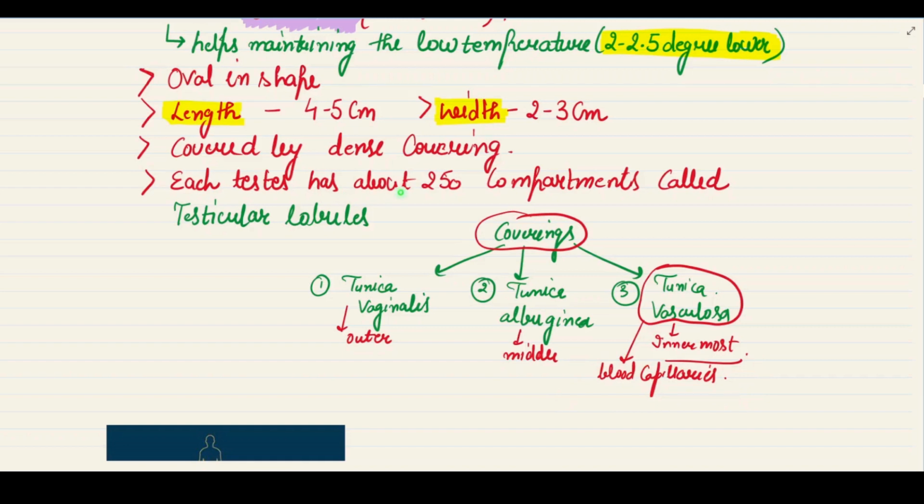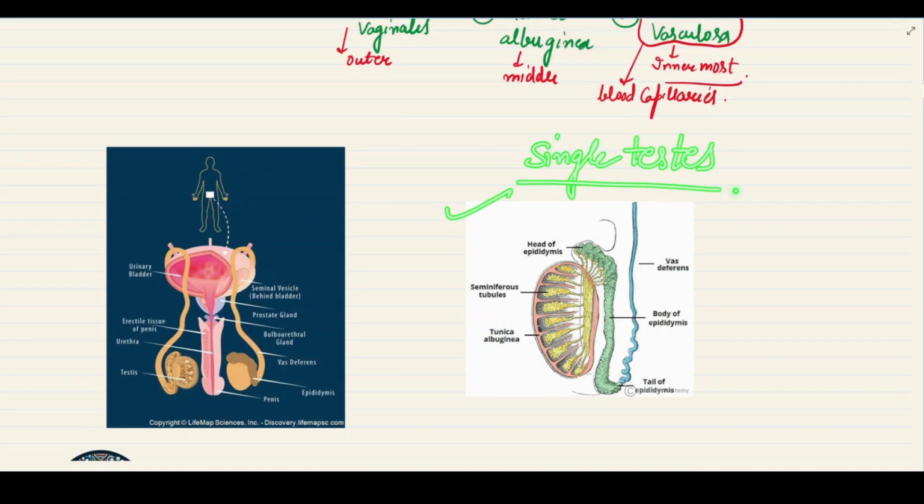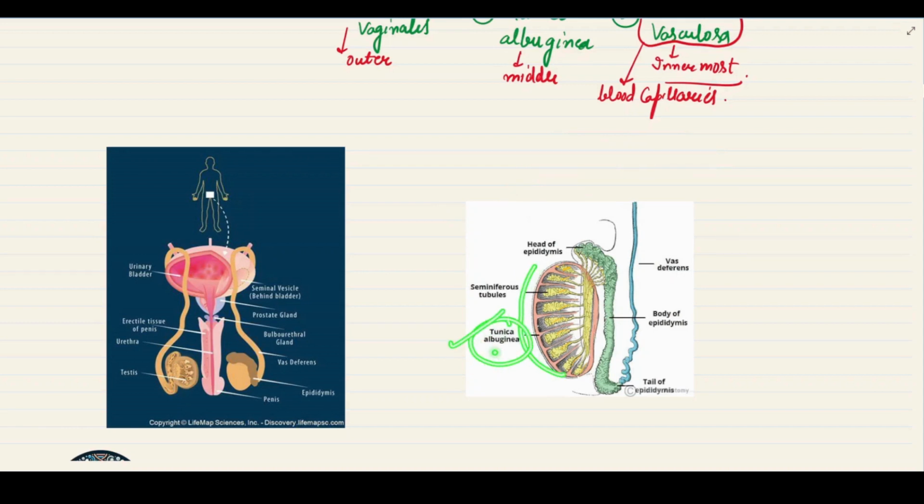Next, the testis has about 250 compartments, called the testicular lobules. This is very important. This is the structure of the male reproductive system, and this is the structure of a single testis. The outermost layer is the tunica albuginea, and it forms the pouch-like structure, the scrotum, which helps in maintaining the temperature.